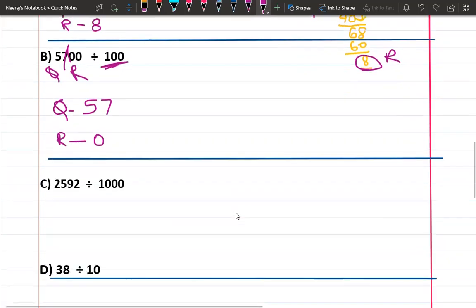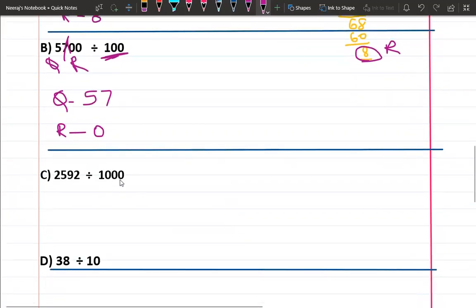In the same way, if you are dividing by 1000, no need to do anything. Just chop the last three digits because you are dividing by 1000. So cut the last three digits like this. The last three digits will give you the remainder and the rest of the digits will give you the quotient. So you will write the quotient as 2 and the remainder is 592.